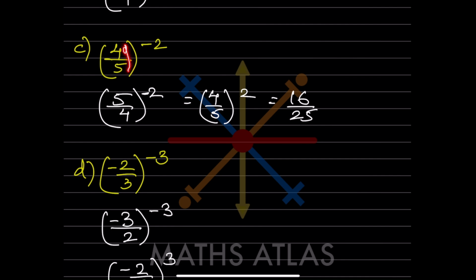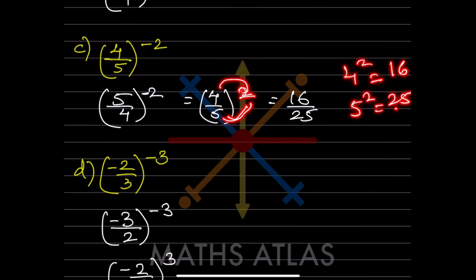Now here you are going to flip over this one, that will be 5 by 4 raised to minus 2. Now this is a negative exponent, so what will you do? You are going to flip over this one again, so that is going to be 4 by 5 raised to 2. Now this is positive. Now you will multiply: 4 raised to 2 is 16, and 5 raised to 2 is 25.